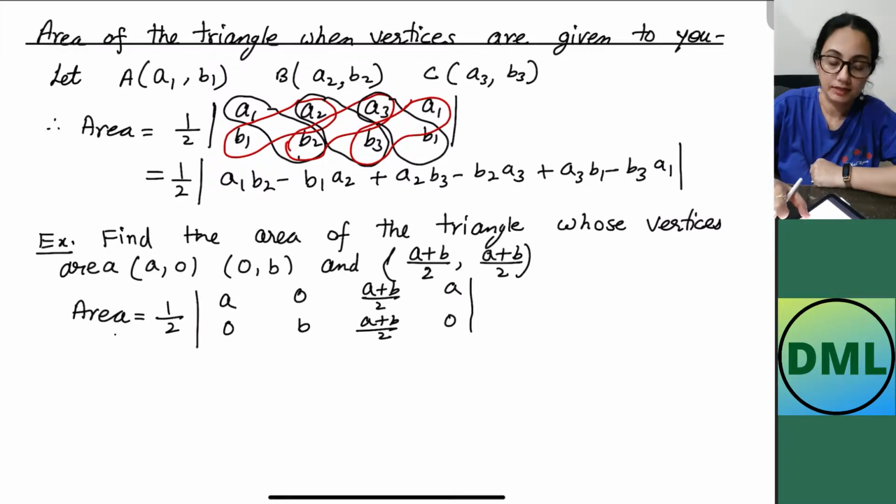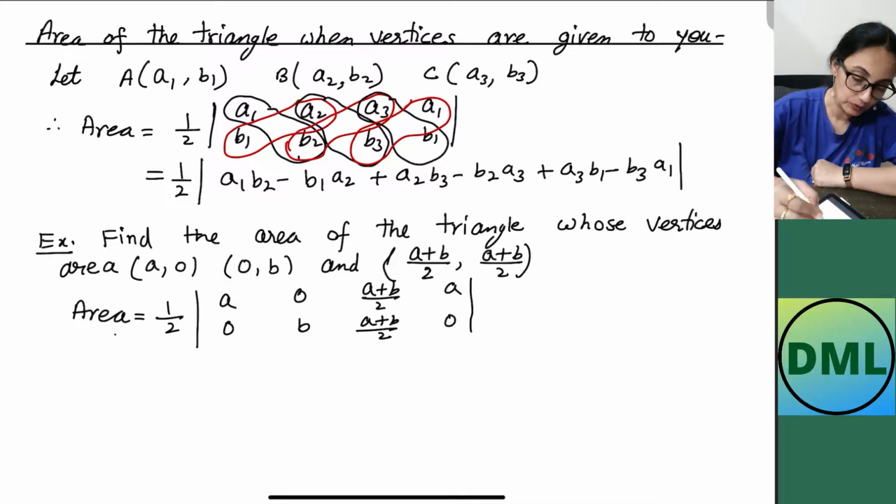Now let's take an example. Find the area of the triangle whose vertices are (a, 0), (0, b) and ((a+b)/2, (a+b)/2). As you can see, the area is equal to half. (a, 0) I took as the first coordinate, then (0, b), ((a+b)/2, (a+b)/2). Then I repeated my first coordinate (a, 0) again. Now how are we going to solve it?